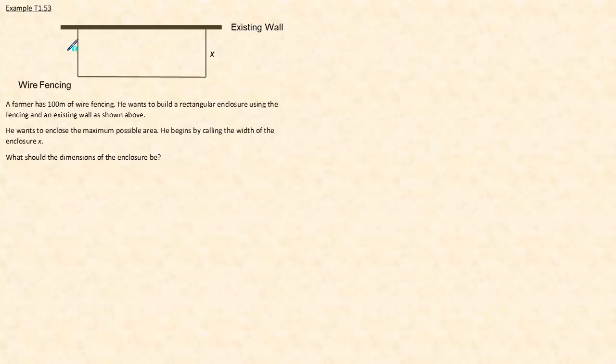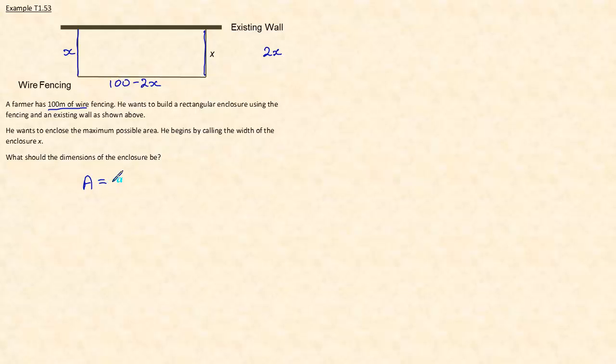So if this is x, because it's a rectangle, this is also x. So these two sides together make up 2x. He had 100 meters of wire, so it follows that this side would be 100 minus 2x.